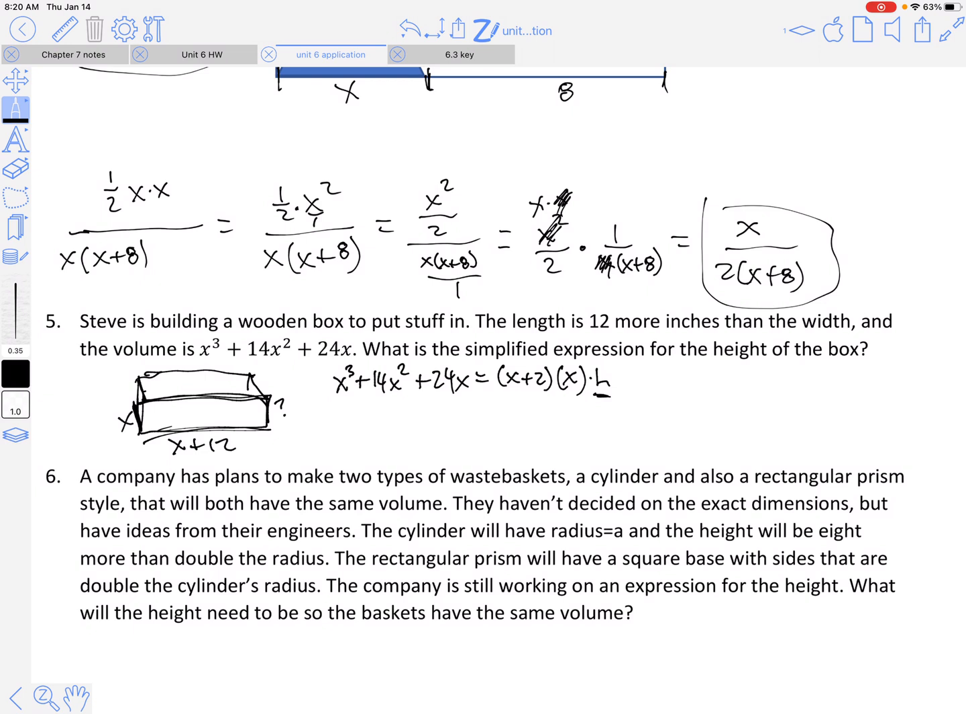So our job is to get h alone. So they're multiplying, so we will divide both sides. I'm going to rewrite it because I like having the monomial before. Now, I'm going to have to factor that top part, so I'm going to do that as I go. So h equals x times x squared plus 14x plus 24 all over x times x plus 2.